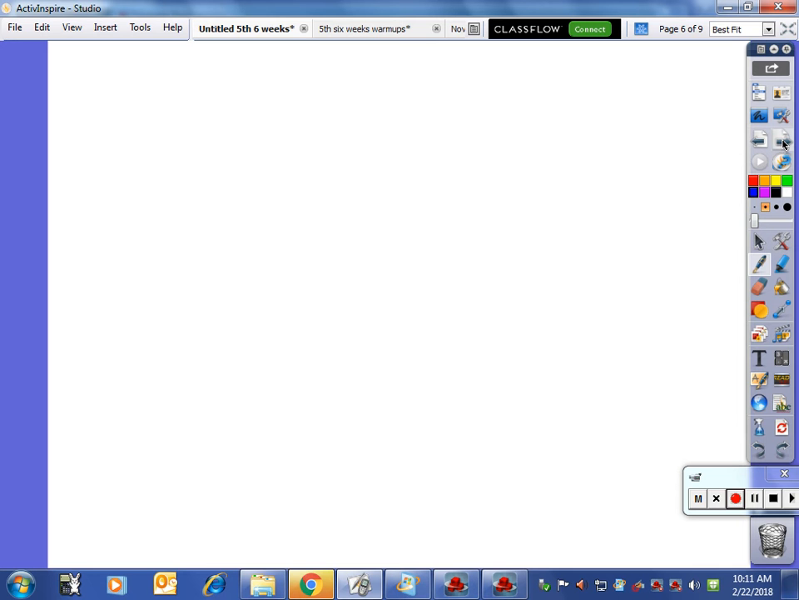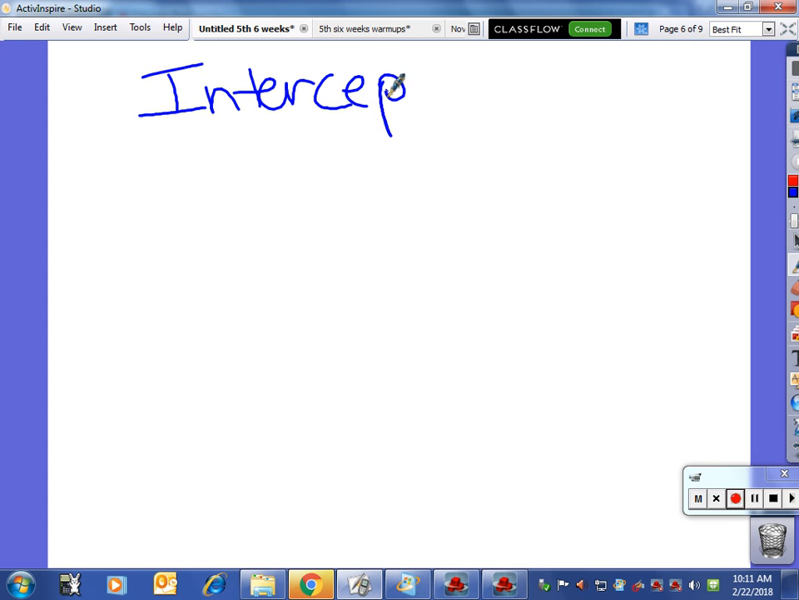Okay, the assignment for today, we're talking about intercepts, which you already know a lot of this stuff. And the calculator can help you do this assignment. Intercepts. And we're talking about linear intercepts. We've already done intercepts with quadratic equations. Now we're looking at lines.